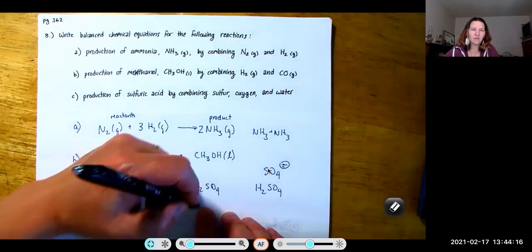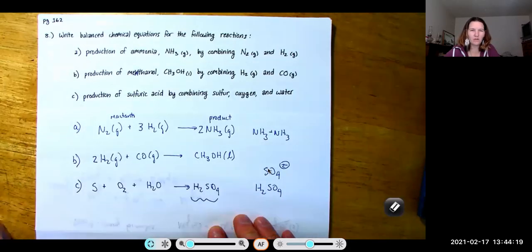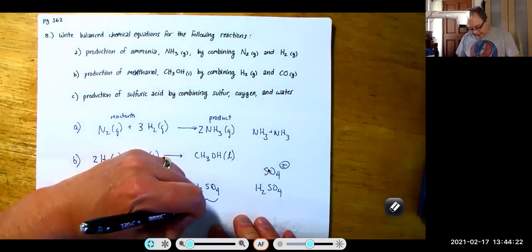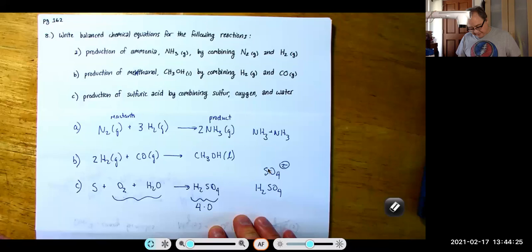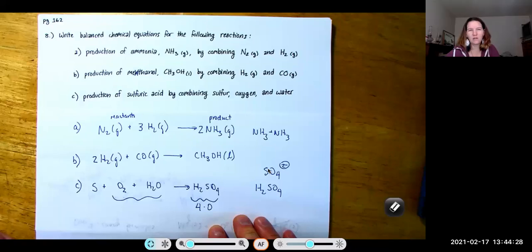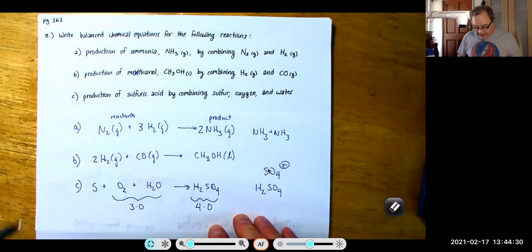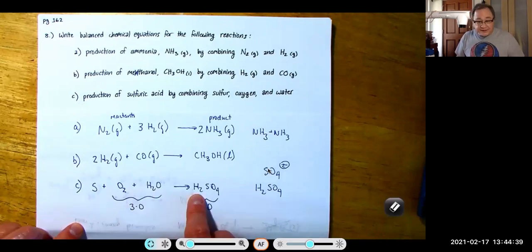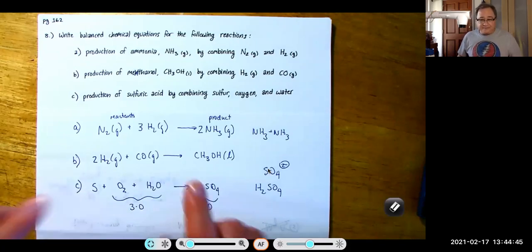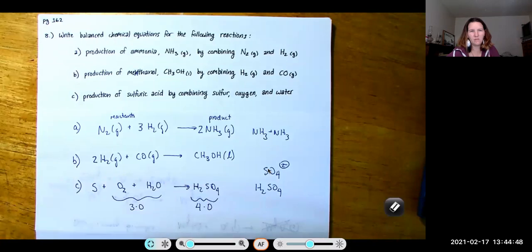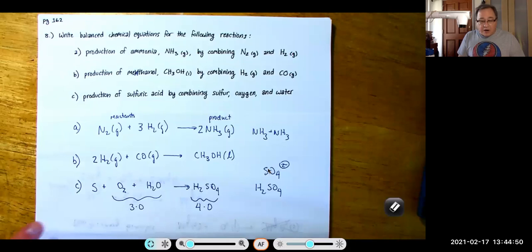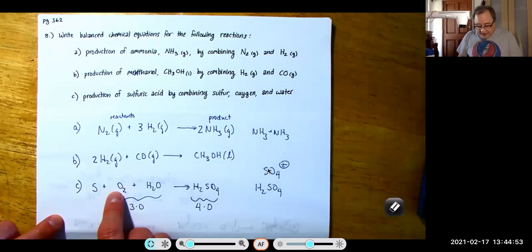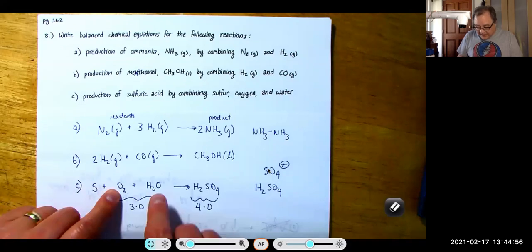How many oxygens on this side? 4. How many on this side? 3. So here's a question I have for you. If we change the number in front of the H2O, that changes the number of hydrogens, and then that changes this. And then when I change this, I have to go back and do sulfur, and we have to monkey around a lot, right? So we can try that, or we can ask ourselves, is there a number I can put in front of this so that I will end up with enough oxygens to add to that one and get 4 oxygens?